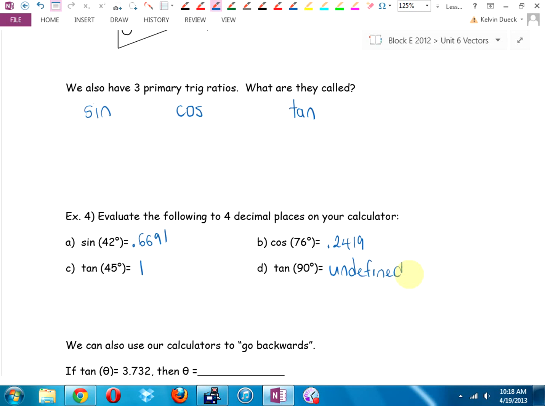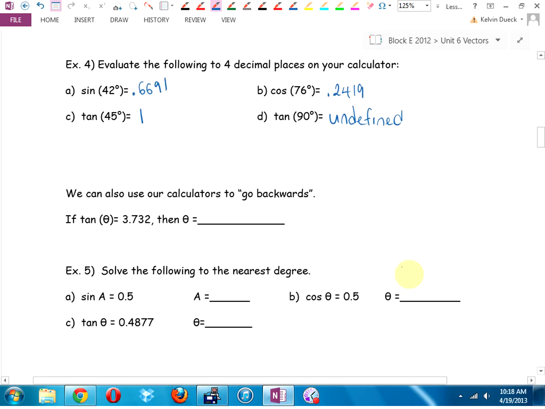A little Math 12. Oh, we can also use our calculator to go backwards. John, not only if I know the angle can I tell you the sine or the cosine or the tangent, I can give you the tangent decimal or the sine decimal or the cosine decimal and say to my calculator, hey, what angle did it come from? So if the tangent of theta equals 3.732, then theta equals, how do you do that on your calculators? Do you remember?